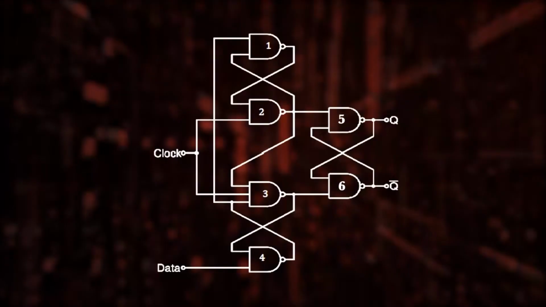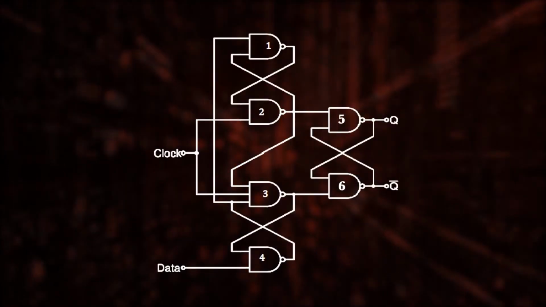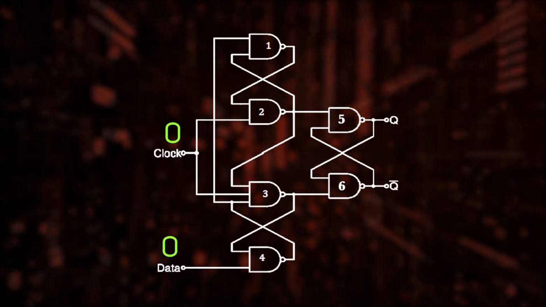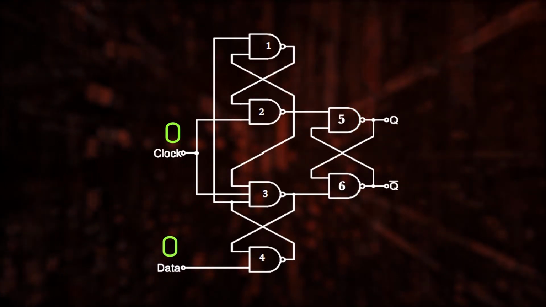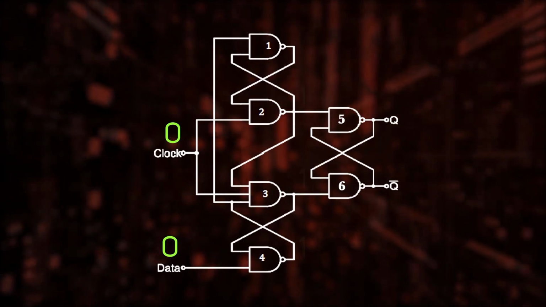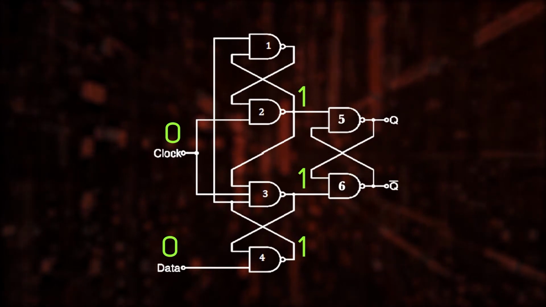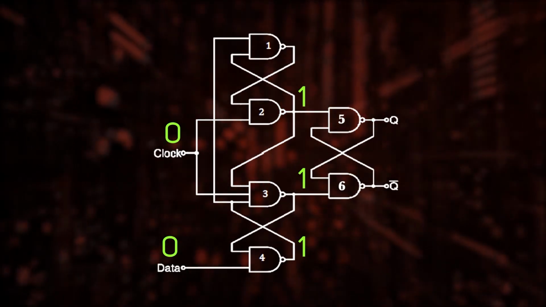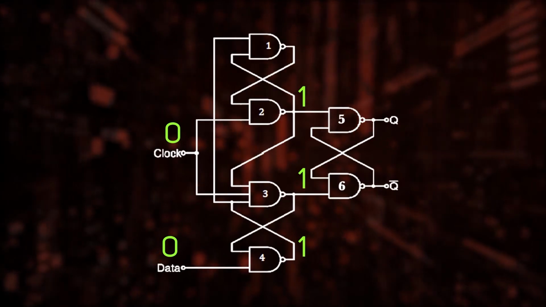We need to also analyze these cases when the clock is in high and low states too. Let us start with the first case, clock equal to 0 and D equal to 0. Since the inputs at gates 2, 3 and 4 are 0, the outputs at these gates will be 1. It is because as per the truth table of the NAND gate, if any of its inputs is 0, the output of that gate will be 1.